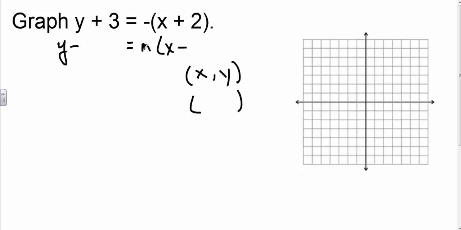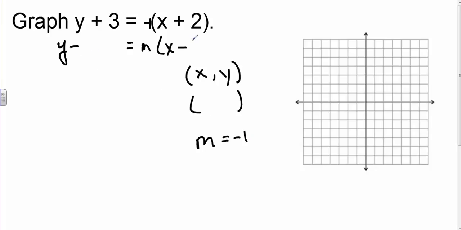We know the slope is m, which is in front of the parentheses here. What's in front of the parentheses here? That's a negative what? Yes, whenever there's no number there, it's an understood 1. So the slope is negative 1.